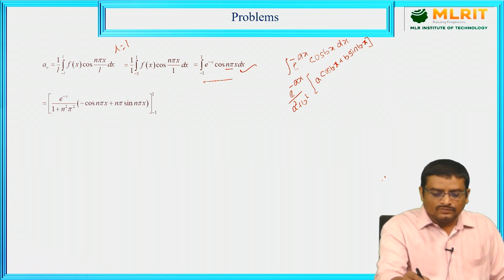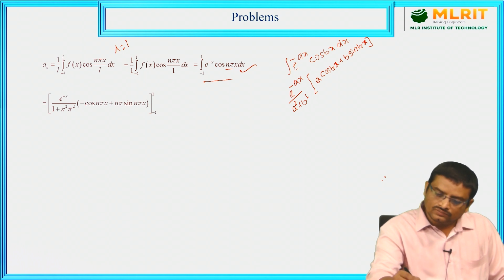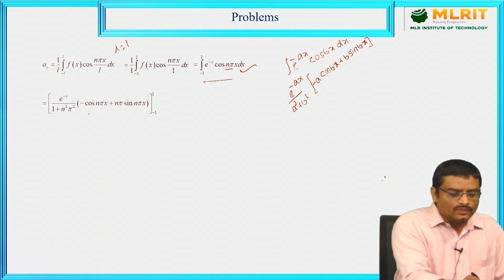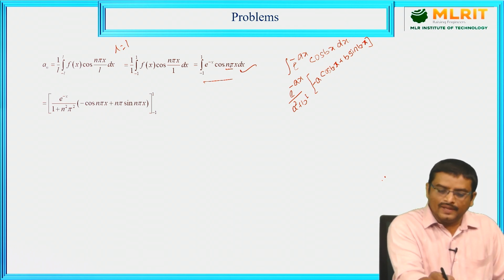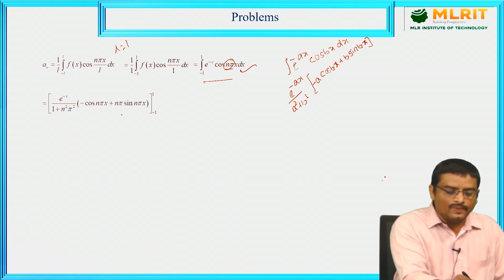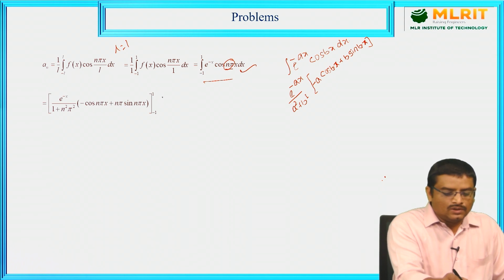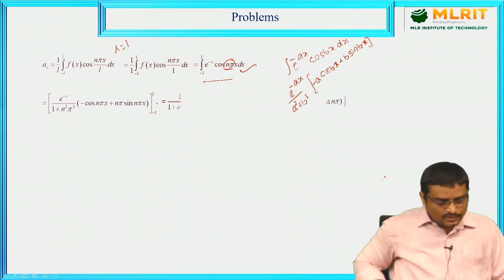So a, you take this one as minus a. So here, minus 1 cos n pi x plus b is n pi, so n pi into sin n pi x. Now substitute the limits here, upper limit and lower limit.